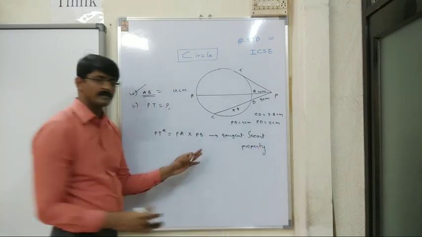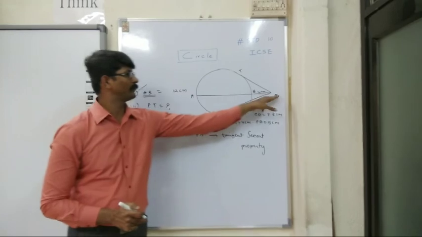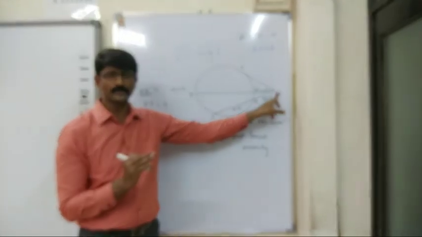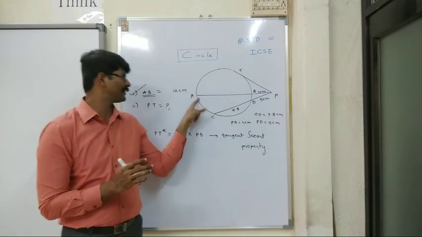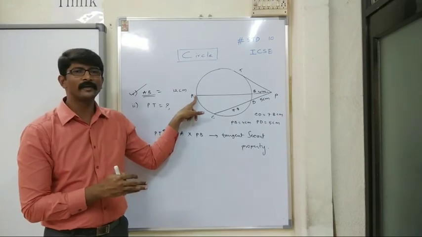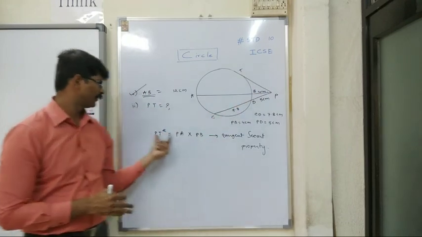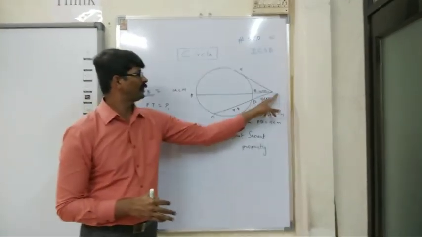What is this tangent secant property? Tangent square is equal to PA into PB. Again, you should go to the initial point, the point of intersection. Do not start like this, AB into AP, because A is not the initial point. In case you start with A, your sum might go wrong. So you should start with point P. So PT square is equal to PA into PB.